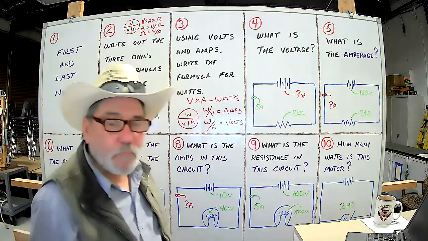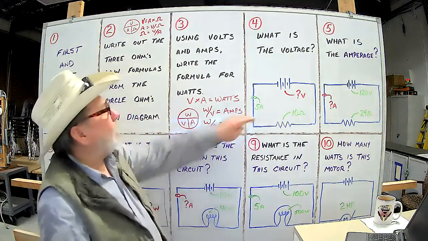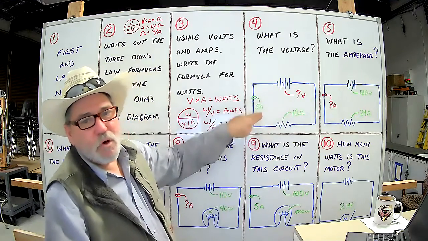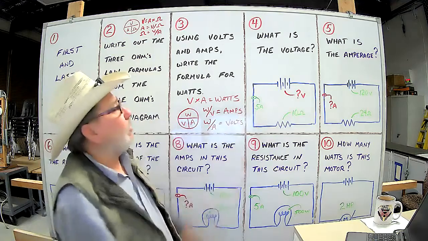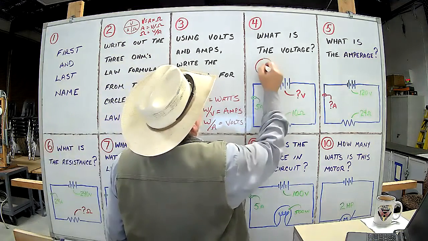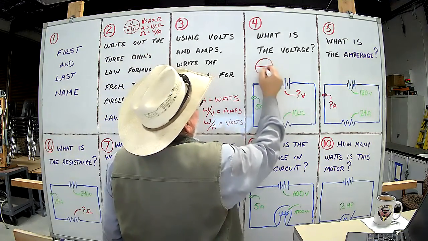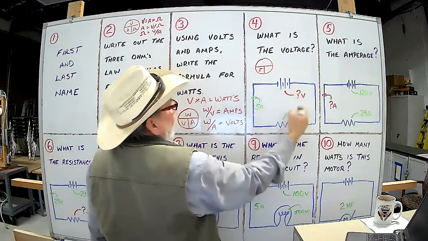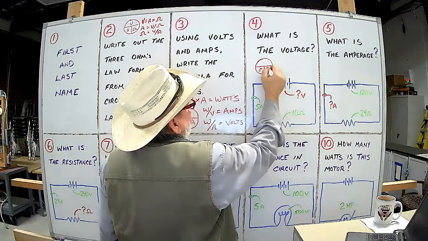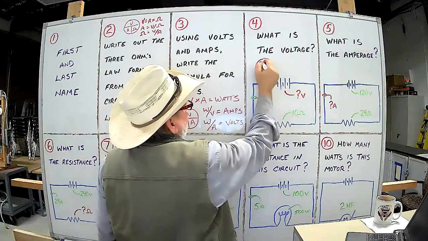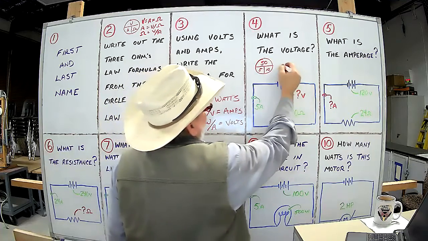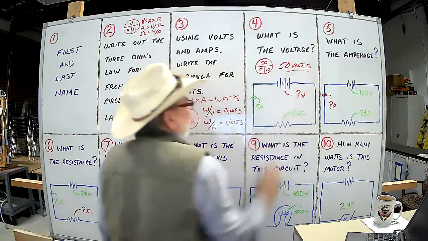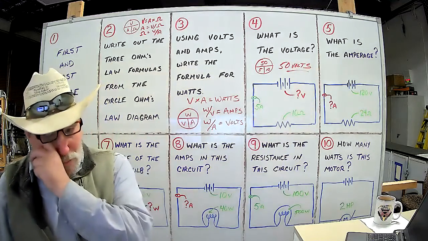All right. So the voltage right here, that's the one we don't know in the red. So we do our circle deal, okay? We don't know what the volts are, but we know the amps are 5, and we know the ohms are 10. So 5 times 10 is 50. 50 volts is the answer. There you go.